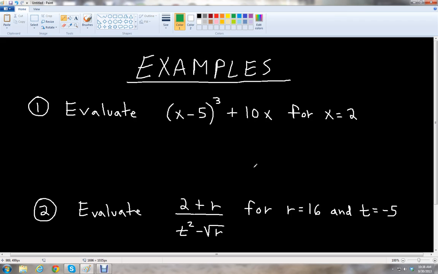So we're going to look at this first example. It says a quantity of x minus 5 cubed to the third power plus 10x, and we want to evaluate this algebraic expression for x equals 2. So this means that wherever we see an x, we're going to put the value of 2 in and then evaluate it.